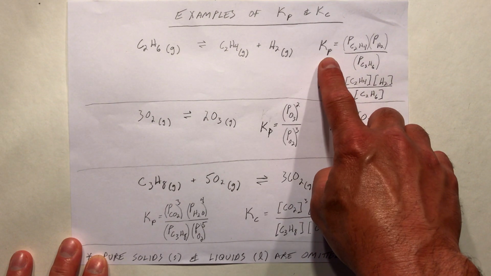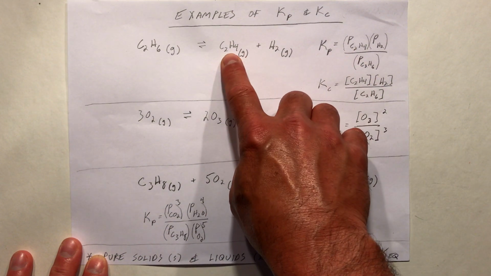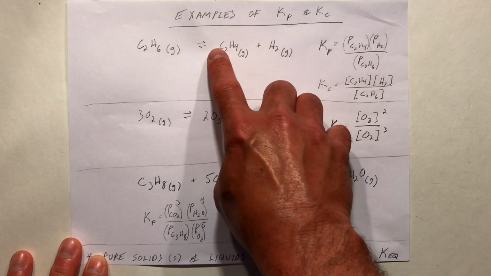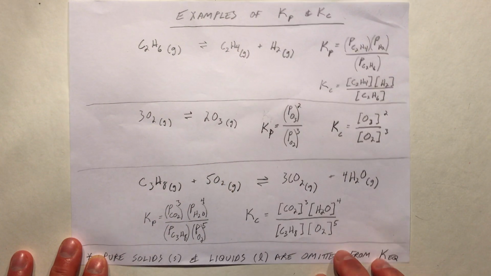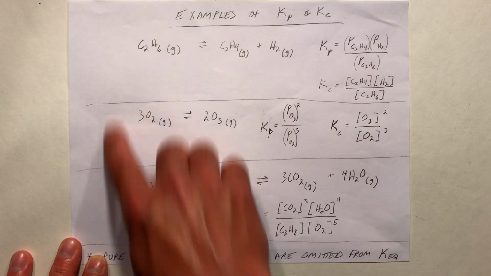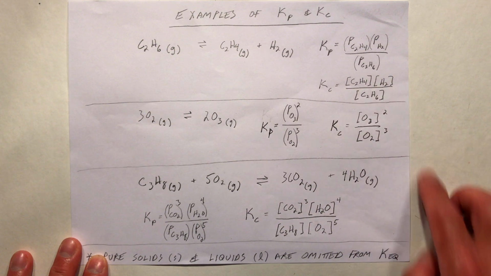We could say that the equilibrium constant, or Kp, is equal to the partial pressure of this chemical multiplied by the partial pressure of that chemical, each to the first power, because we have one coefficients, divided by the partial pressure of this chemical raised to the first power, again because of the one coefficient. If you want to express that as Kc, we just use concentrations.